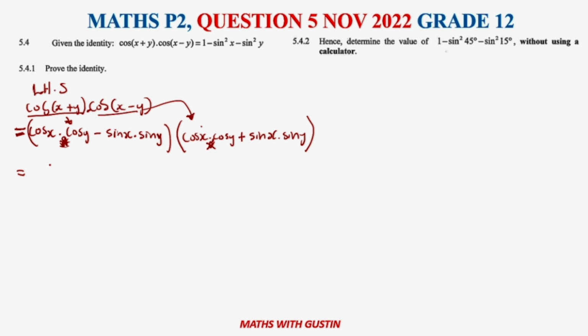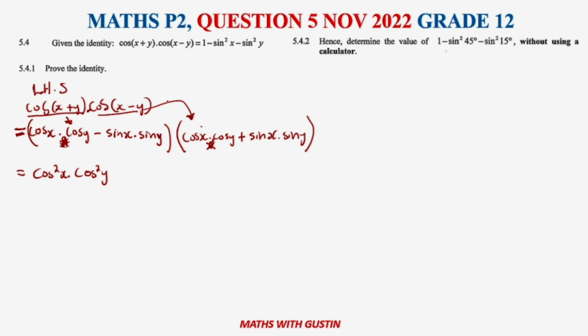So star times star, first times first, as some teachers like to call it. It's going to be cos squared y. I'm not even going to do the middle term here, guys, because you guys are in grade 12 already. You can see that if you were to do the middle term, it's just going to be first times last, and then last times first, which would eventually cancel out.